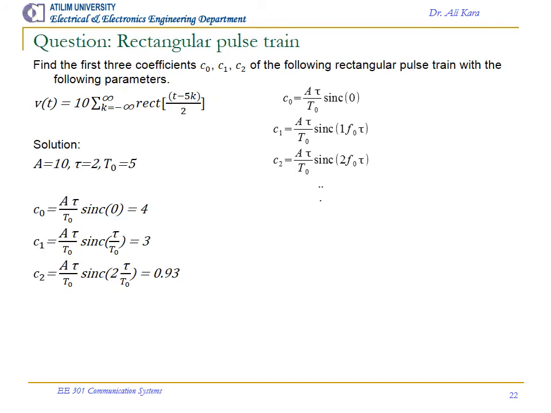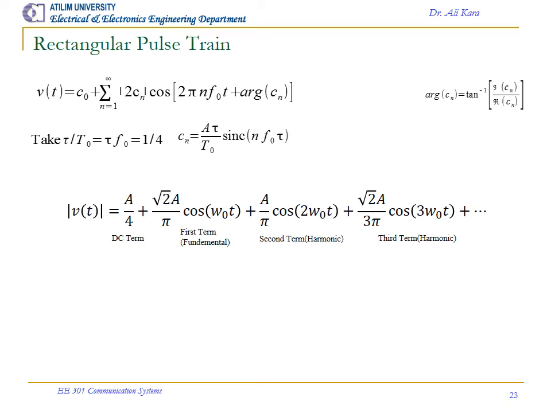Question: rectangular pulse train. Find the first 3 coefficients, C0, C1, C2, of the following rectangular pulse train, with the following parameters. Take tau over T0 as 1/4.